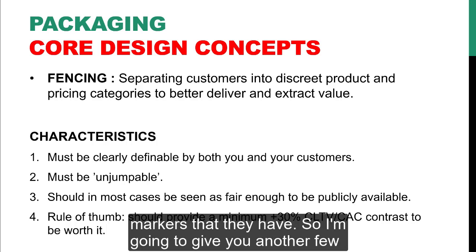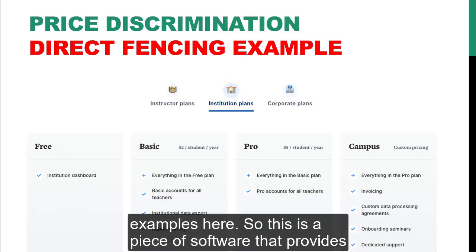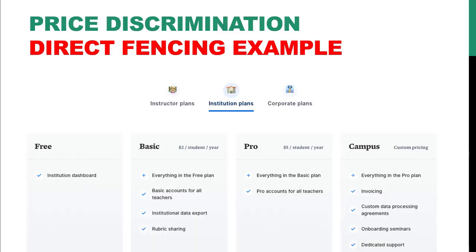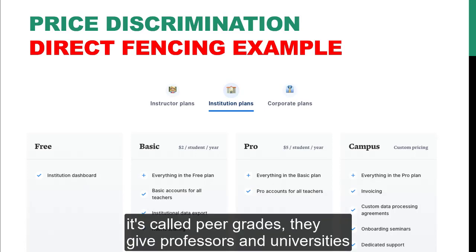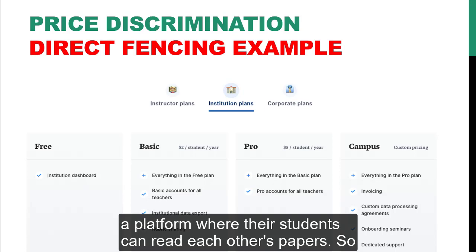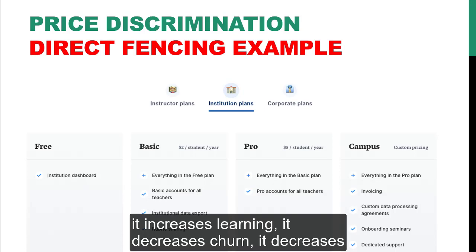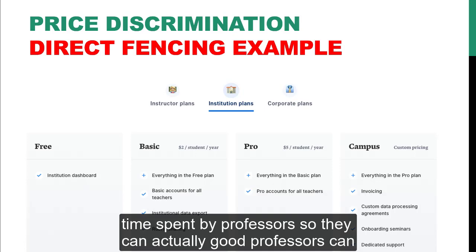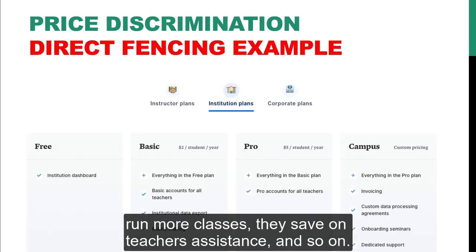So I'm going to give you another few examples here. This is a piece of software called PeerGrade. They give professors and universities a platform where their students can grade each other's papers. So it increases learning, it decreases churn, it decreases time spent by professors, so good professors can run more classes, they save on teachers' assistants and so on.